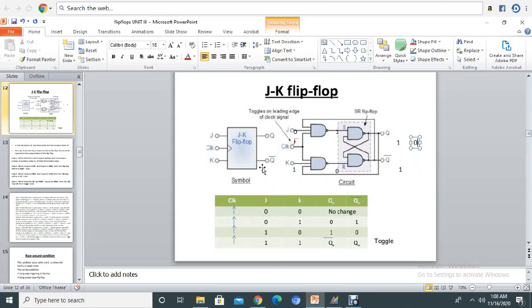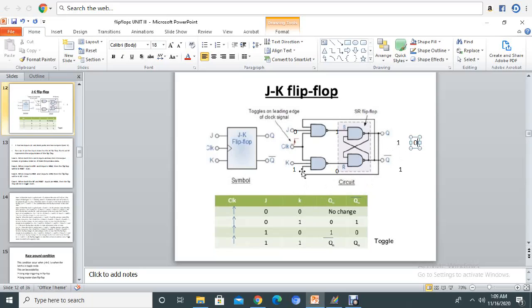Second case. We are applying J is equal to 0, K is equal to 1. Then we are applying clock. Okay. If any one of the input is 0, then the output is 1. Here in the first input we are applying clock. In the second input K is equal to 1. Here Q is connected. Okay. We don't know the value of Q and Q bar. So I am assuming Q is equal to 1.